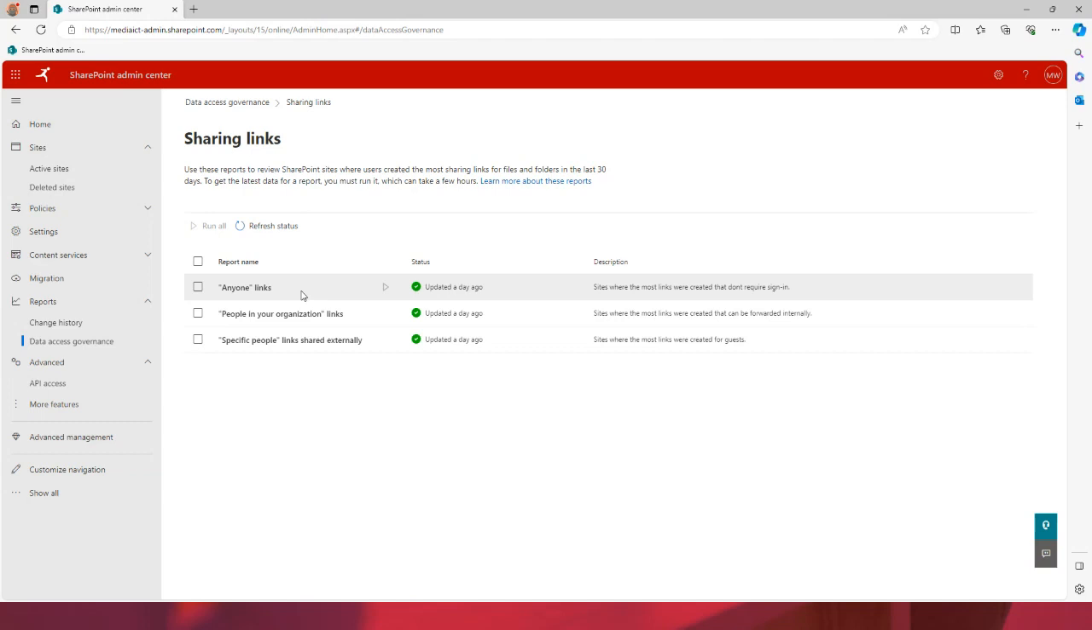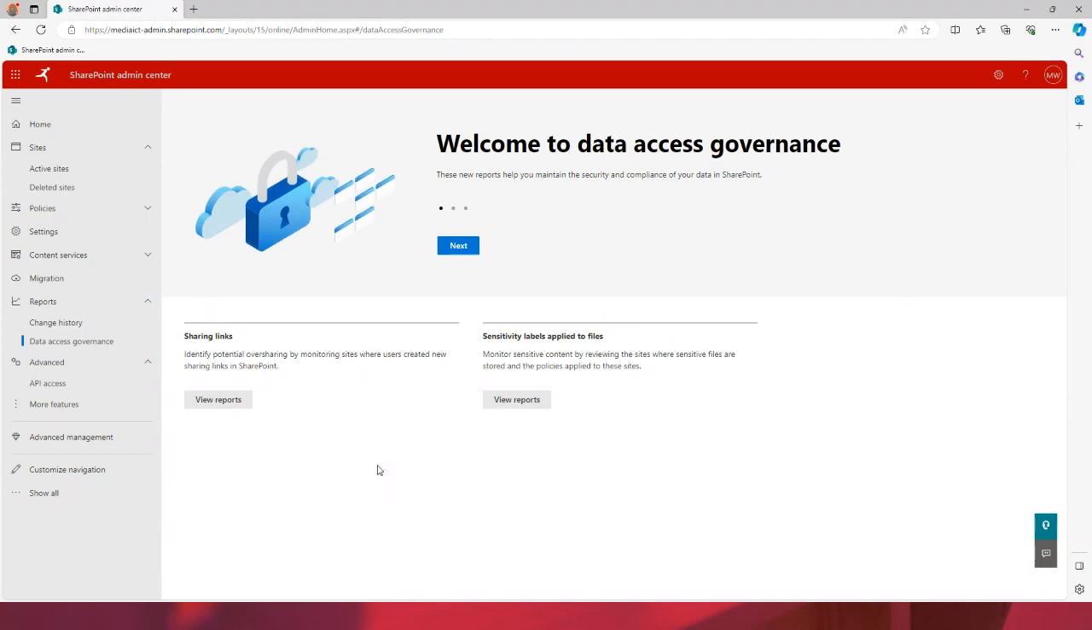Again, let's just say for the scenario, there's a payroll site or a financial site and people are generating anyone links in there. To me, that would be a red flag. That means if anyone gets hold of that link, they can get into our payroll site. I want to see a report of where that's potentially happening so I can mitigate it if it is going on. So these are some really nice reports you have to help you with that.